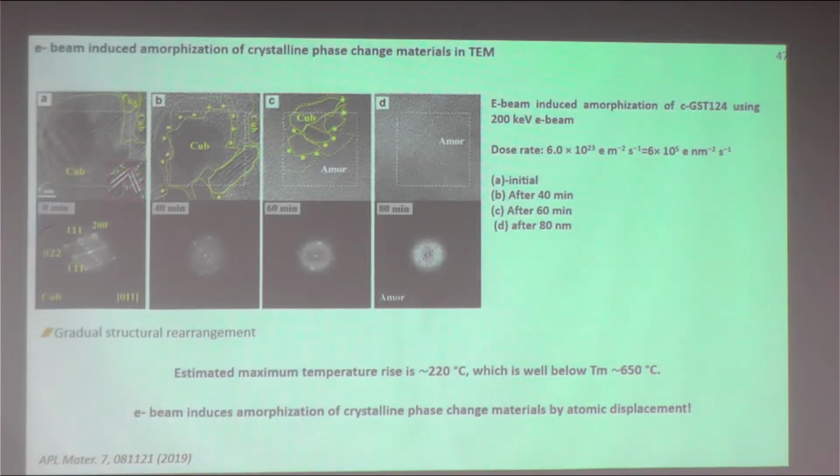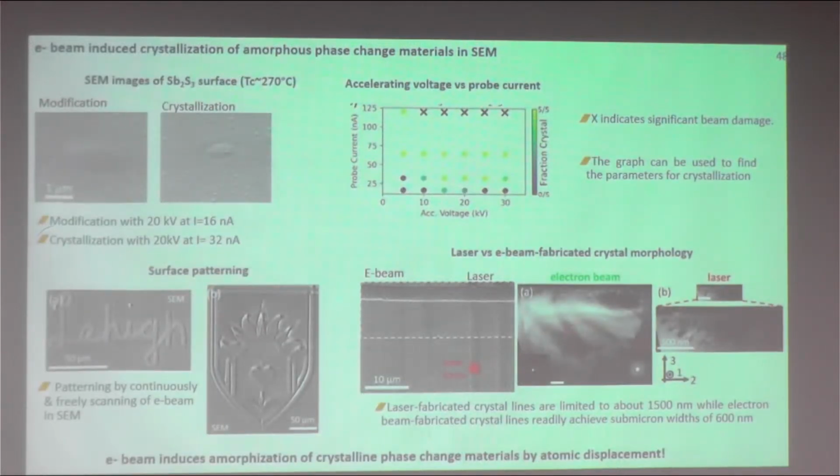So now let us look at the electron beam modification induced by a scanning electron microscope. Here, this is also another phase change material which can be used for optical applications. This is a typical antimony sulfur glass. It's not like the phase change materials. It has slightly different properties and bonding. It's more covalent, a more stable glass.